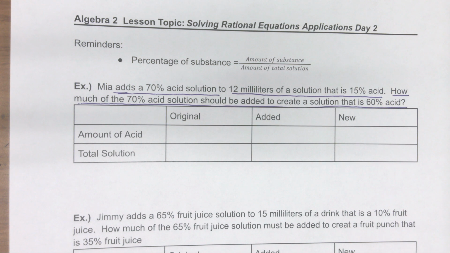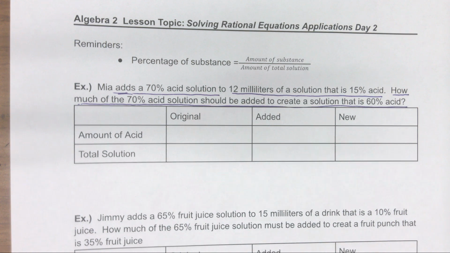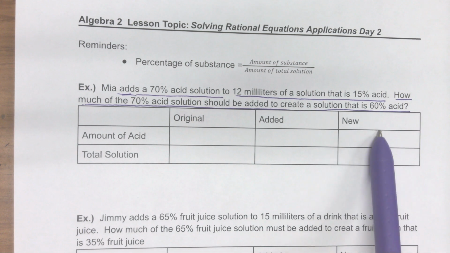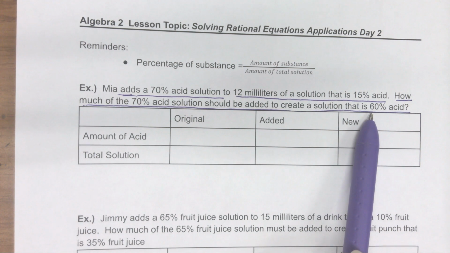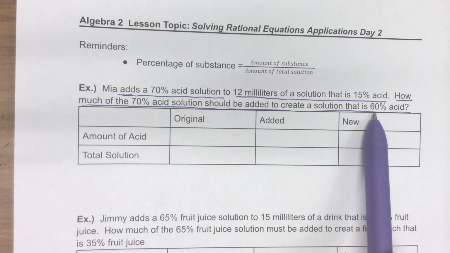What I will tell you is the end result here is I want to have my new amount of acid over total equal to 60. So I'm going to reserve that 60 for 60% because that's going to happen at the end. Okay.